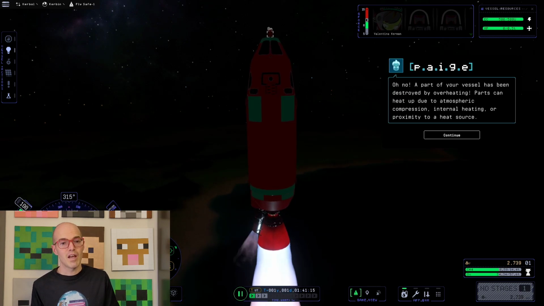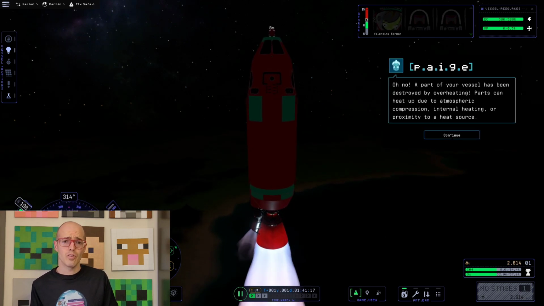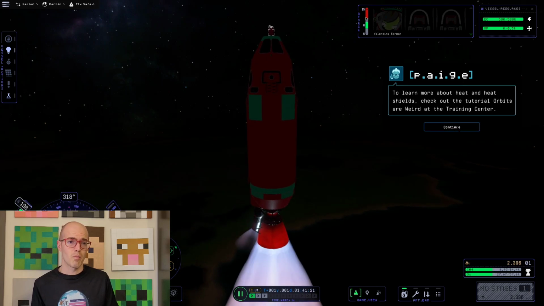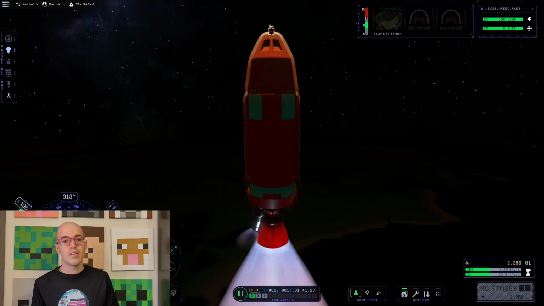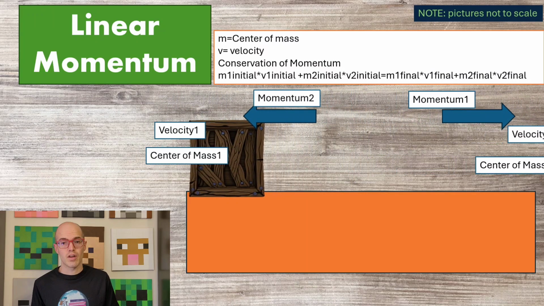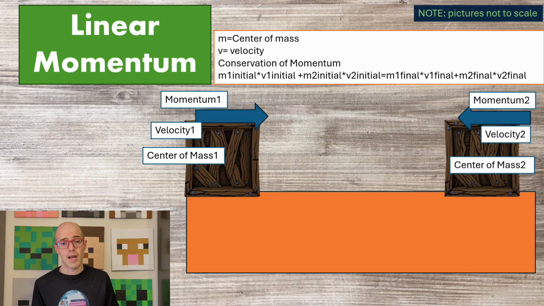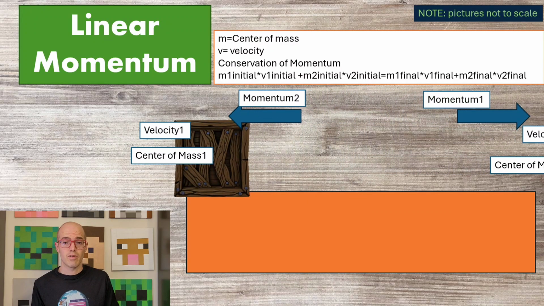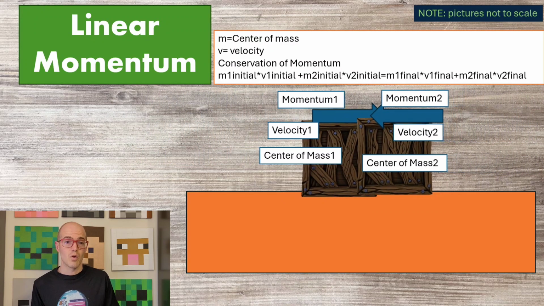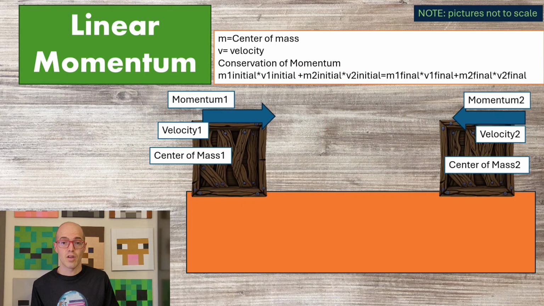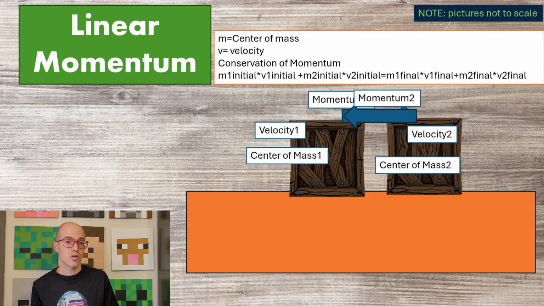In linear momentum, objects move along a straight path, transferring momentum directly from one object to another. This is common in collisions where objects travel in straight lines before and after impact. Understanding linear momentum is crucial in fields like automotive safety, where engineers design crumple zones and other features to manage the transfer of momentum during collisions.